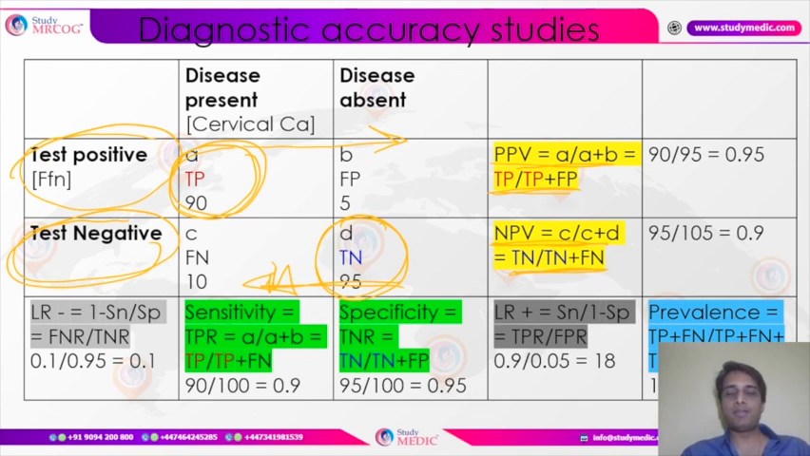Total, the population size. To know more about what is likelihood ratio positive, what is likelihood ratio negative, and the relationship between sensitivity, specificity, predictive values, and prevalence, and to calculate more about the diagnostic accuracies, do subscribe to StudyMedic group.